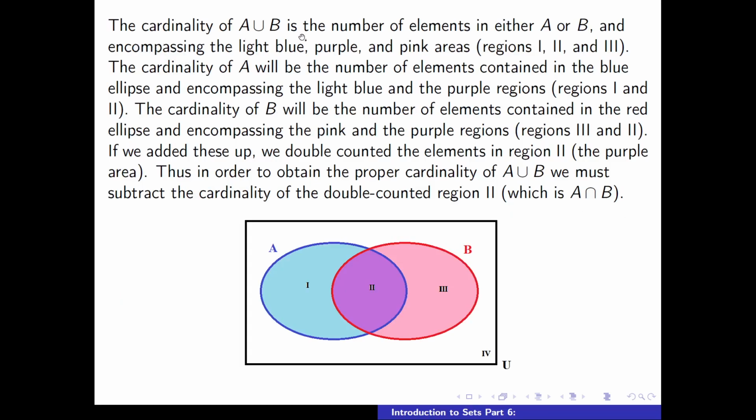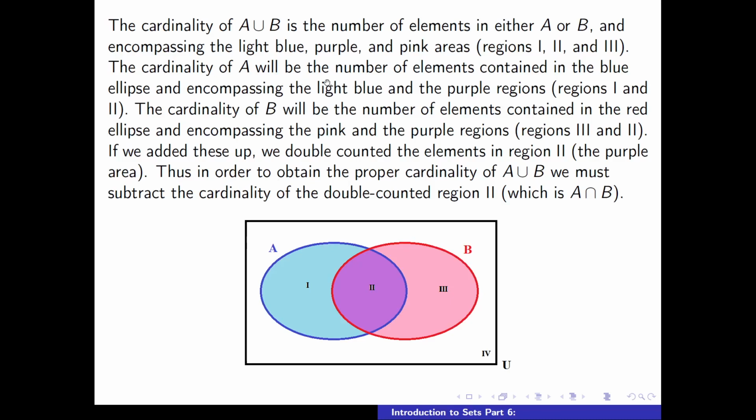So the cardinality of A union B is the number of elements that are either in A or in B. This encompasses the light blue, the purple, and the pink regions. So regions 1, 2, and 3 is A union B. Okay, so we can add.